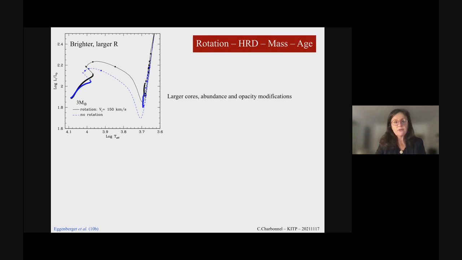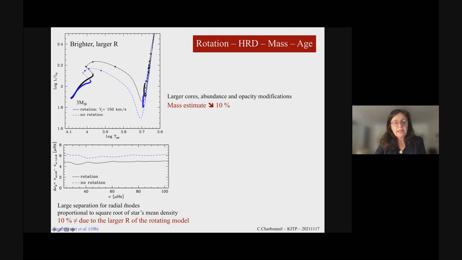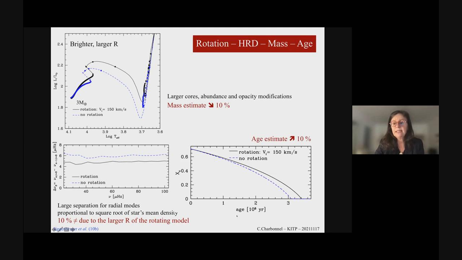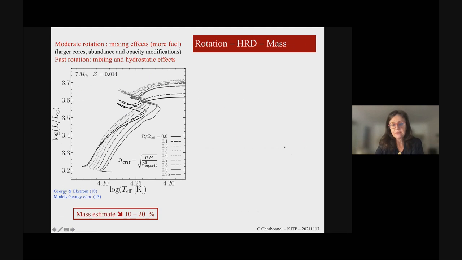So as a summary of what we've seen, rotation leads to brighter stars, larger radius, which implies an error on the mass estimate. It also changes the asteroseismic properties of the star. And here is an example for the large separation for radial modes, which are actually 10% different due to the larger radius of the rotating model. And because the rotation-induced mixing brings more fuel to the core, the star with rotation actually lives longer on the main sequence, so the age estimate increases.